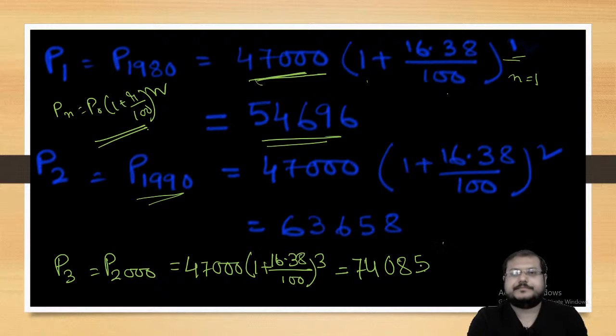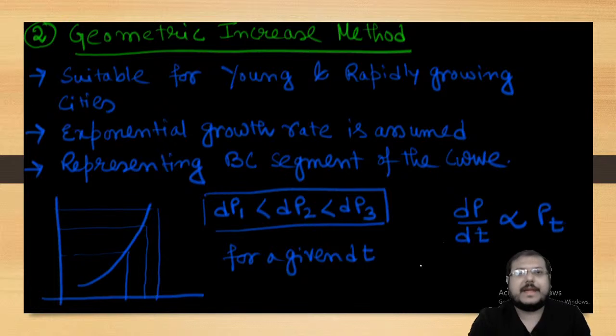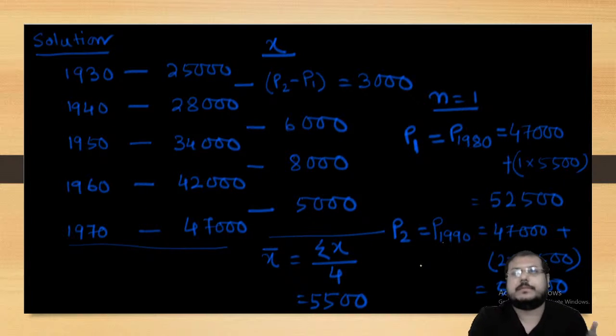Now the point is, P1, P2, P3 values you are getting. Now you can ask, sir, why are we solving the same problem once again, which we have solved in the arithmetic method and geometric method? Same problem but different methods. From the arithmetic method, the values of P1, P2 are 52,500, 58,000. I have solved for P3 also, and it will be 63,500.